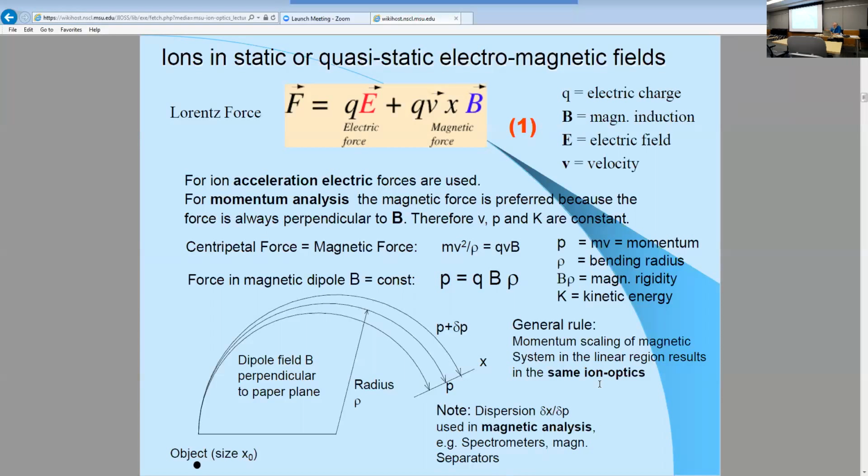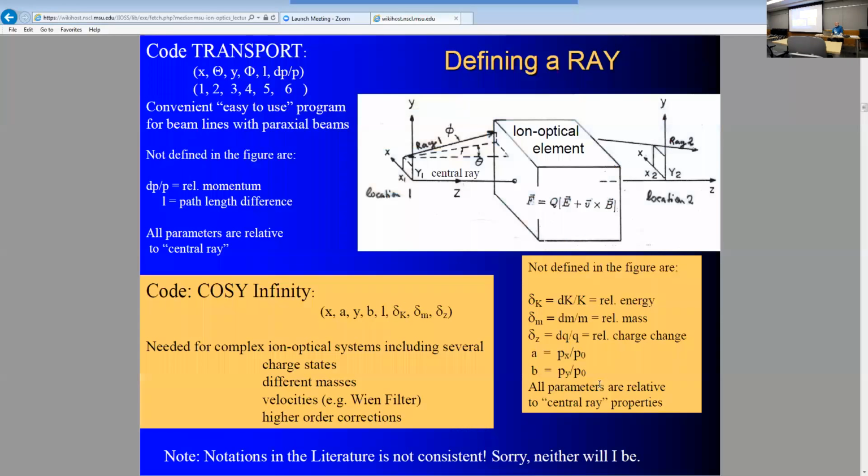That is a practical consequence of this. So now let's discuss what a ray is and what we do with the ray then. A ray is here from the beginning of an ion optical system to the end, location 1 and location 2.